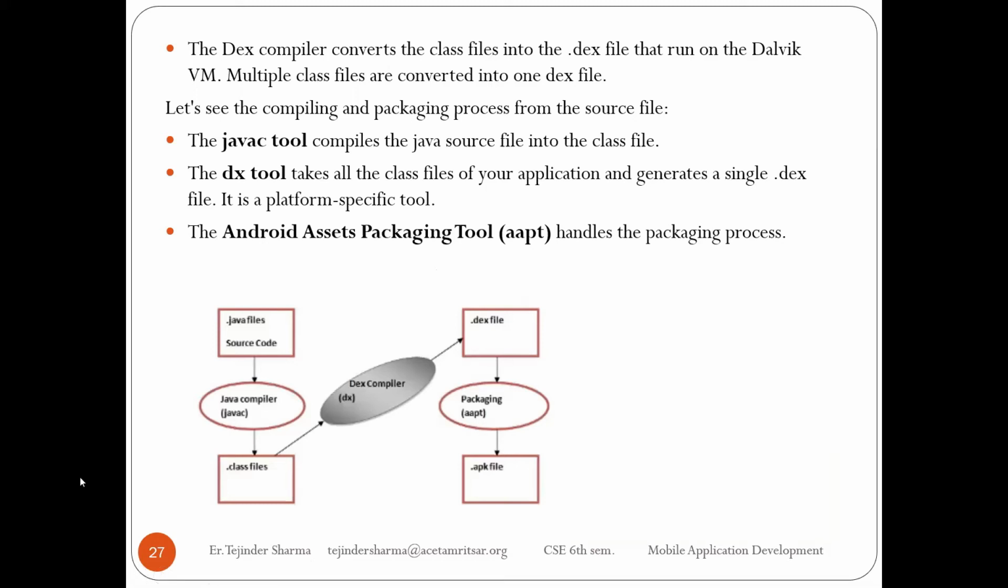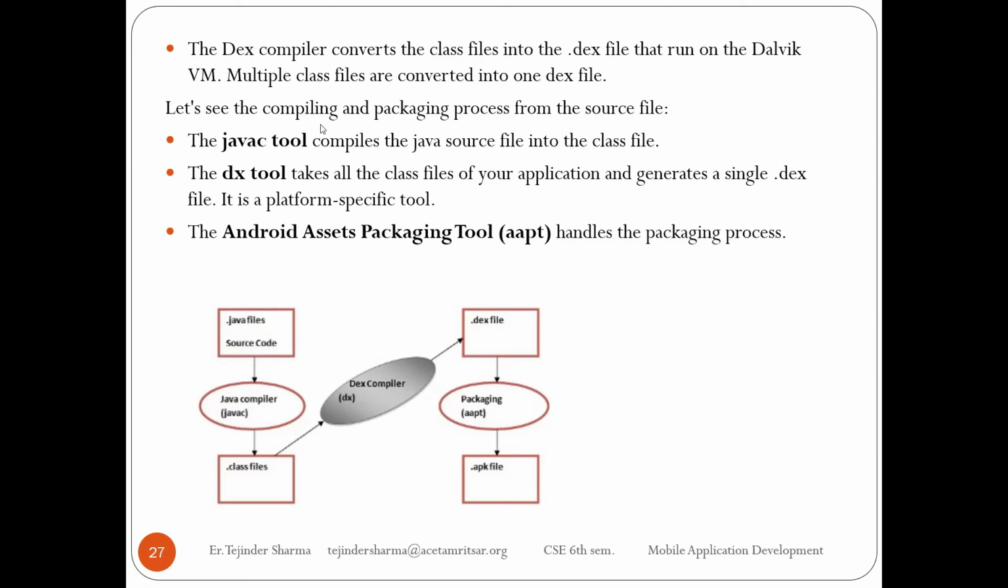Then it is going to the Java compiler. Then it will make the class file. And the DEX compiler will convert it into the Dalvik executable file. Then AAPT, that is Android Asset Packaging Toolkit, is the package which is responsible for converting all the DEX files into a single app. That means it will club all the files into a single app.